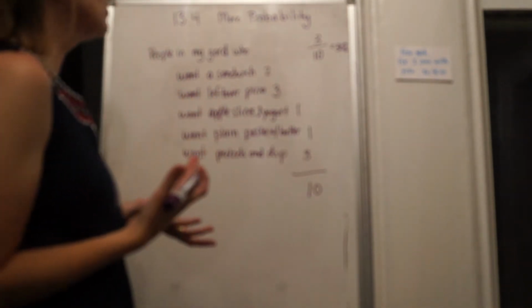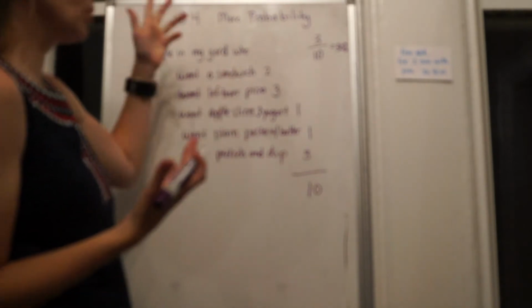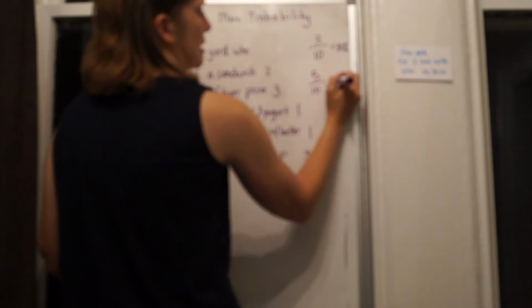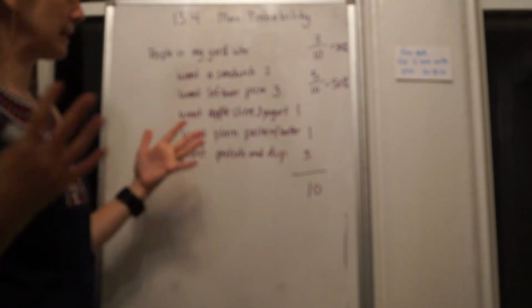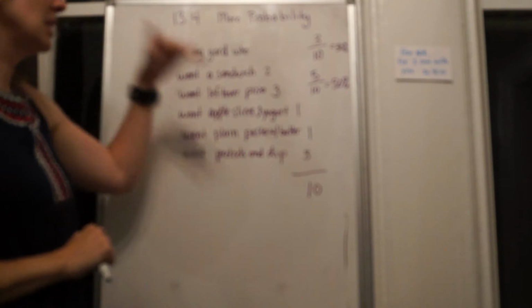What's the probability that the person I chose wants either a sandwich or pizza? Well, 2 people meet that requirement, and they add up to 2 plus 3 makes 5, so that's 50%. Super easy. You're just making fractions, get them out of there.